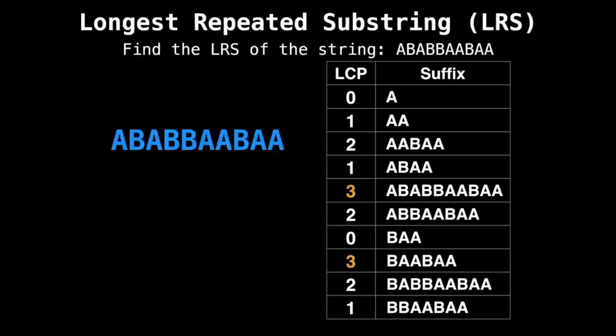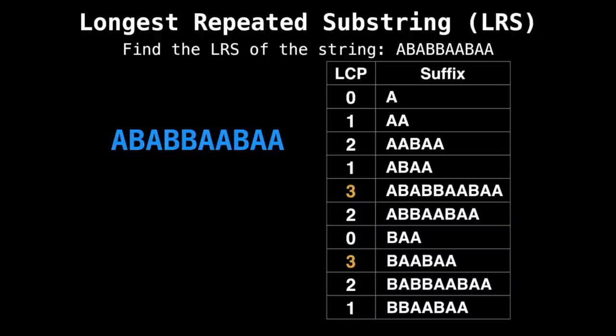For the first maximum, you can see that we'll want the first 3 characters from the suffix A, B, A, B, B, A, B, A. And for the second maximum, we'll want the first 3 characters from the suffix BAA, BAA.